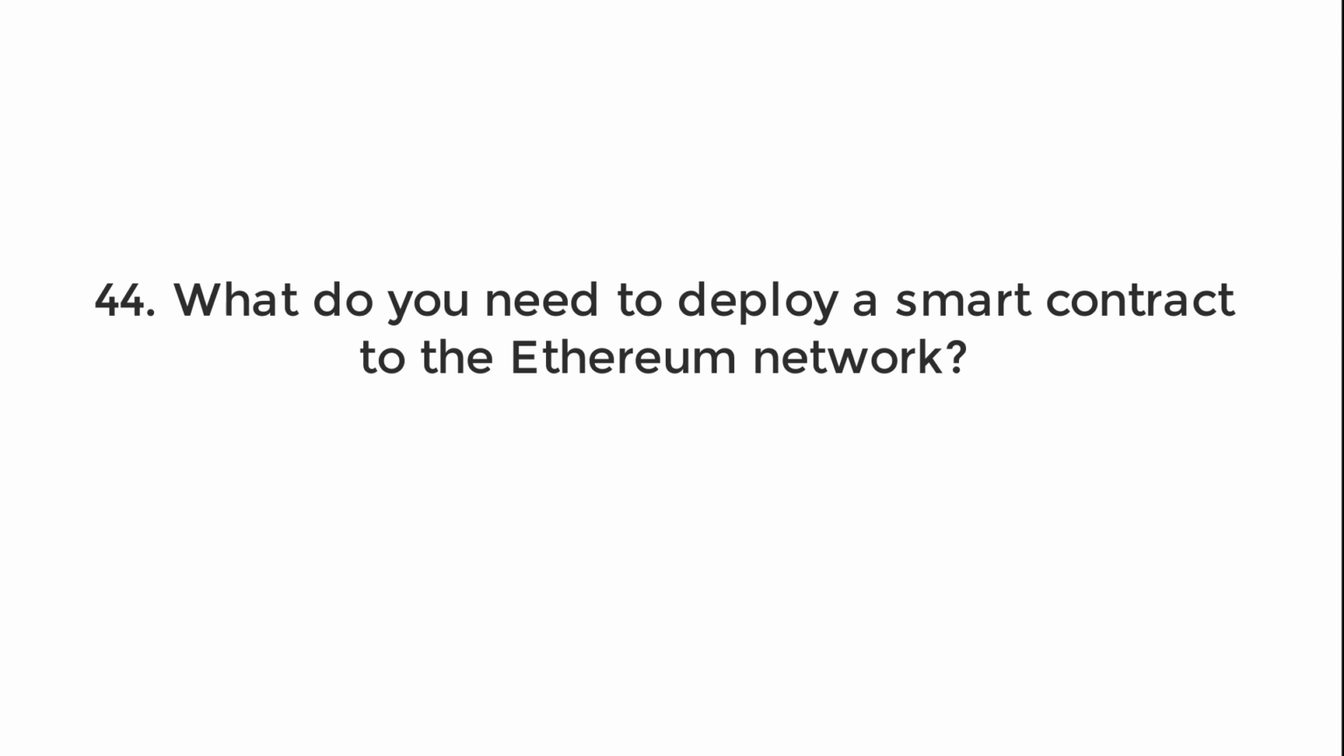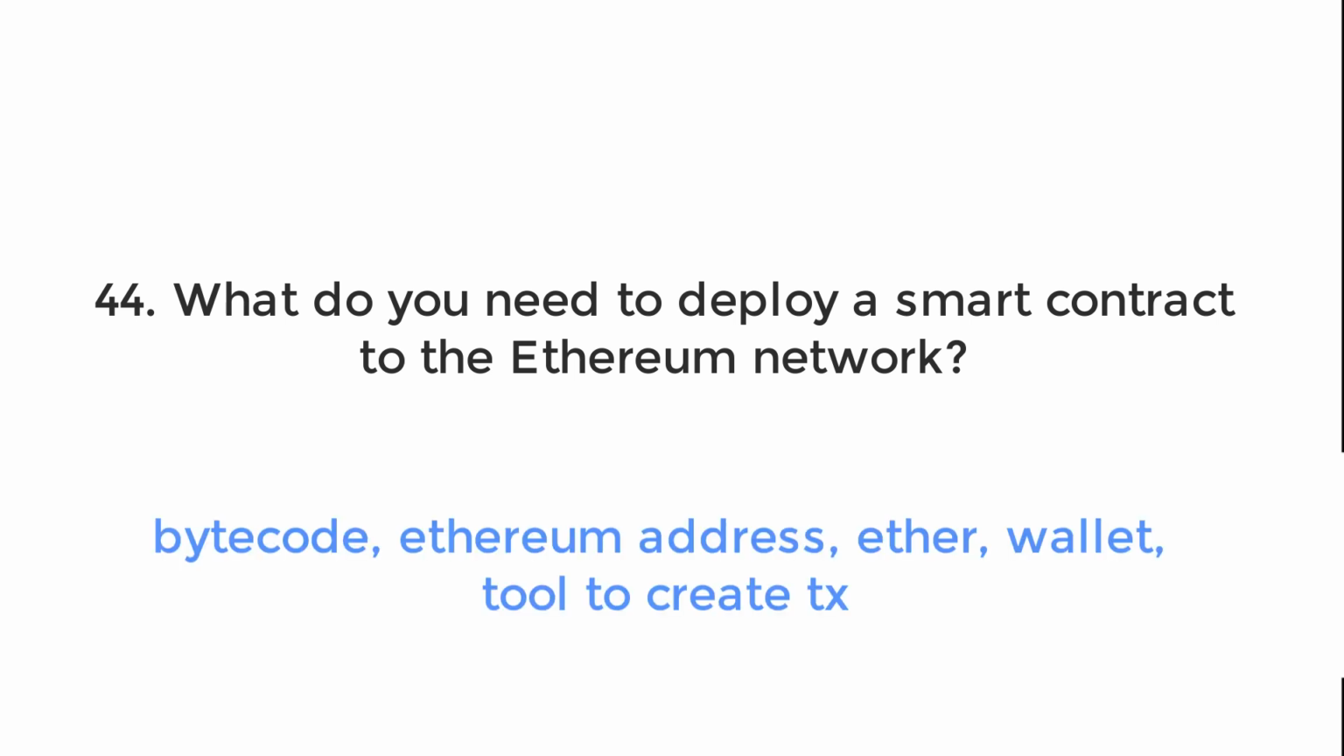What do you need to deploy a smart contract to the Ethereum network? You need the bytecode of the smart contract. You need an Ethereum address with enough Ether to cover transaction cost. You need a wallet to sign the transaction. And you need a tool to create the transaction and coordinate the signing of the transaction with the wallet and then sending the signed transaction to the Ethereum network.